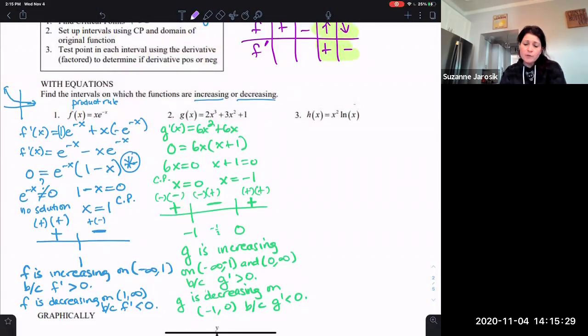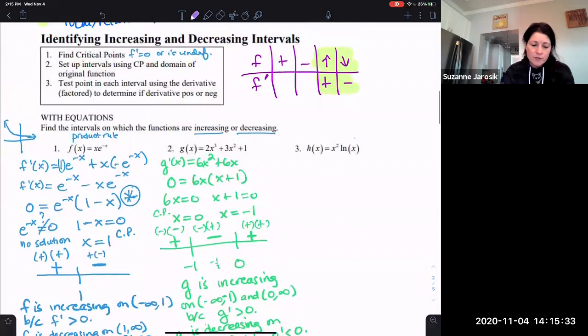All right. So our next one, h of x equals x squared ln x. Well, in this set of notes, there's nothing noted here for the domain of the original function, but remember, we definitely have a domain restriction on ln x. x has to be larger than 0. You can't take the log of 0 and you can't take the log of anything negative. So that already has its own domain restriction.